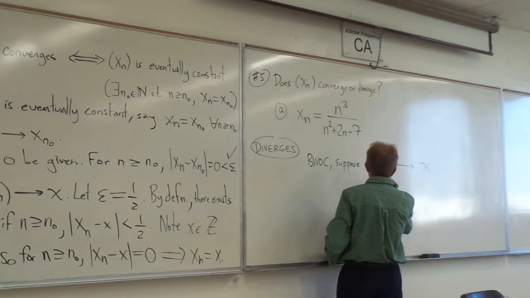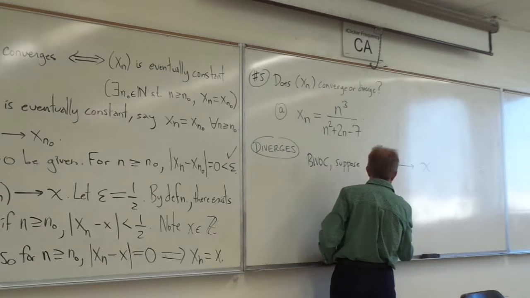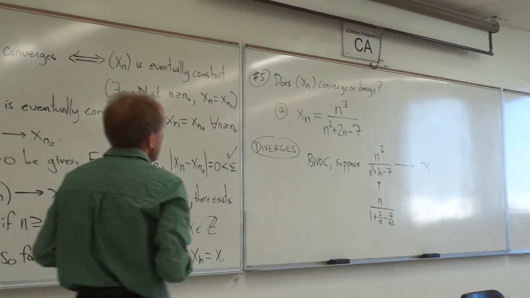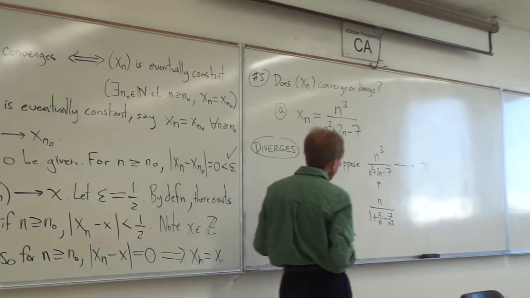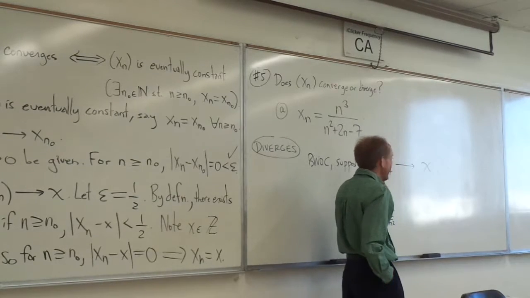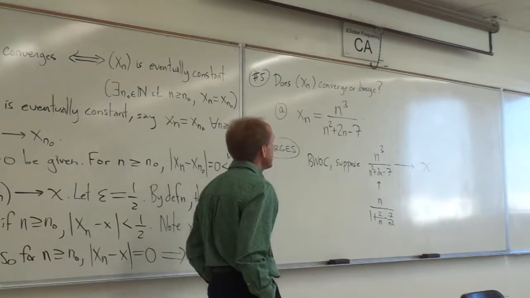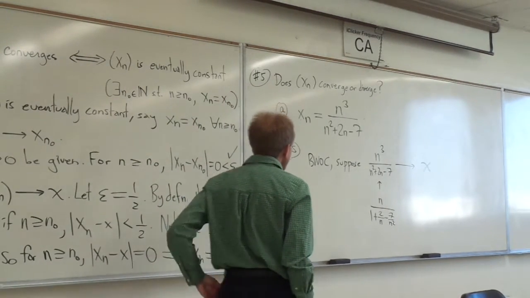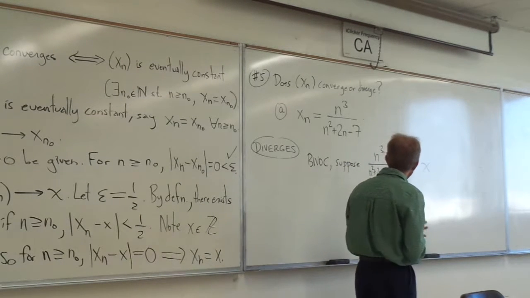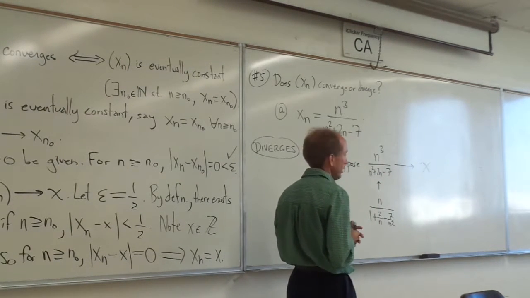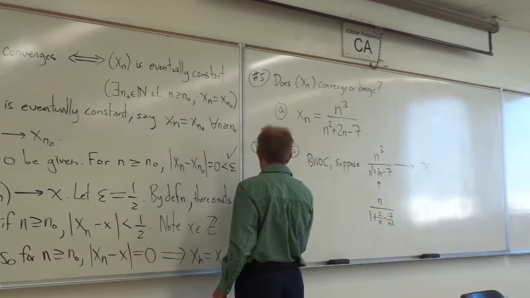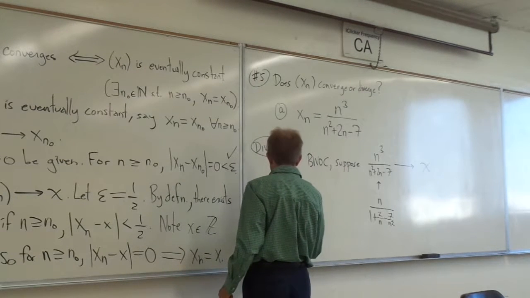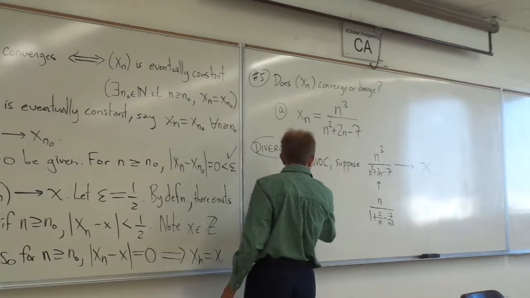Okay, so I can rewrite this as n over 1 plus 2 over n minus 7 over n squared. Well, it doesn't really equal n, right? Oh, yeah, it doesn't quite equal n. But we're saying, suppose that does converge to x. So let me just write that down: n divided by 1 plus 2 over n minus 7 over n squared. Let's suppose that converges to x.